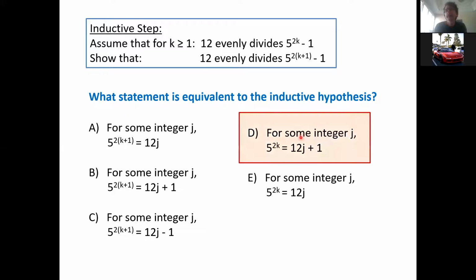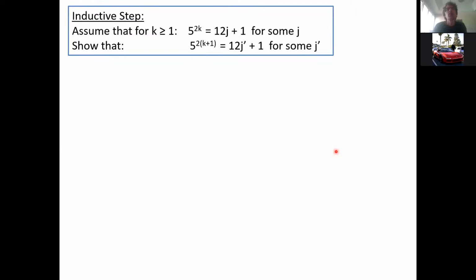So people are silent, but it's this one, right? That's the same as to say that 5 to the 2k minus 1 is 12 times something, which is this statement. This statement is the same as this one. Now what about this part? This is what we want to show, but I will switch off these slides and go back to my little piece of paper to do this.